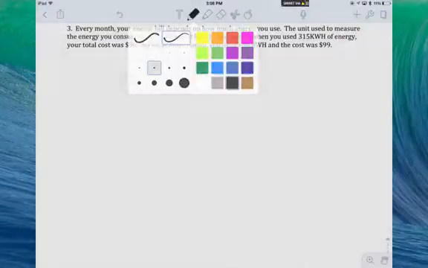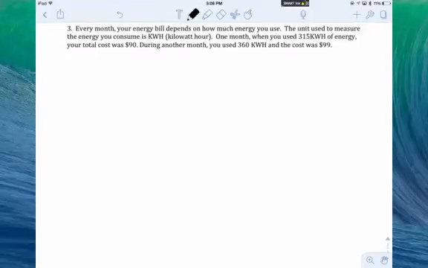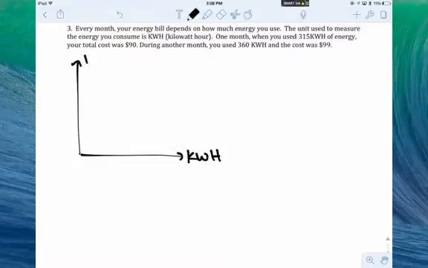Per usual, I like to start by sketching a quick graph of this situation. So I think that our independent variable is how many kilowatt hours you use, right? It even says it here, how much you pay for your energy bill depends on how much energy you use. So I'm going to put kilowatt hours down here, and I'm going to put your energy bill as our dependent variable. So when you used 315 kilowatt hours of energy, the cost to you was $90. When you used 360 kilowatt hours of energy, the cost to you was $99.